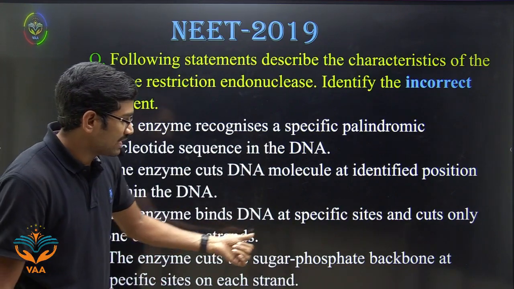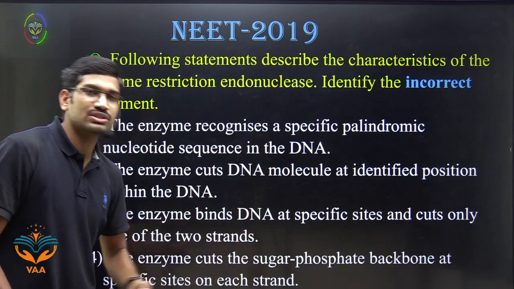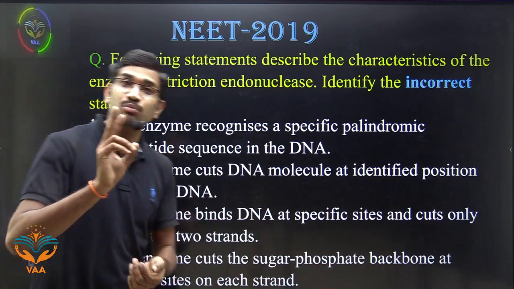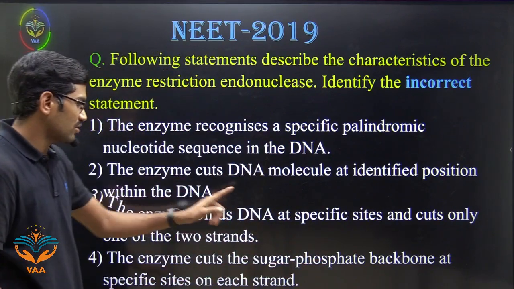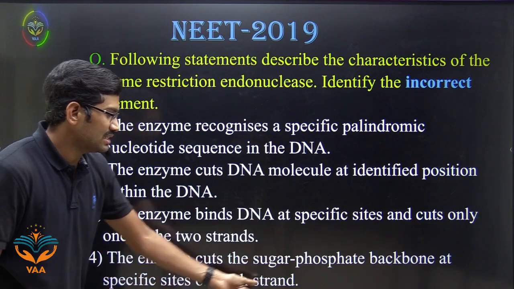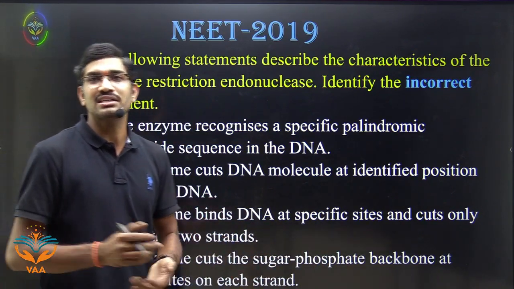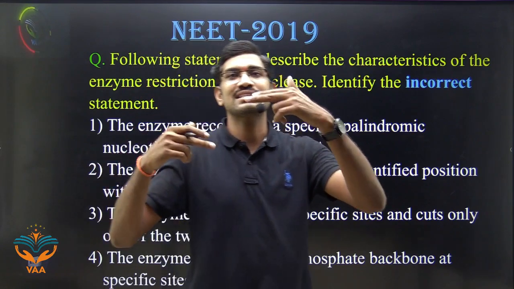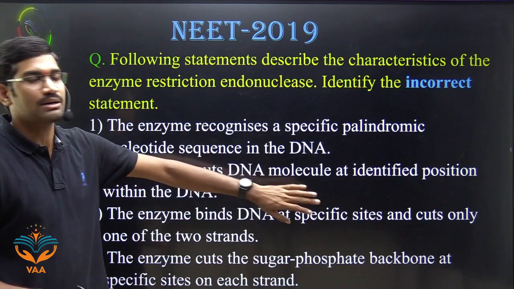Next one, the enzyme binds DNA at specific sites and cuts only one of the two strands. This is wrong. It is cutting both the strands. Yes or no? It is cutting both the strands. So that's why this is the wrong statement. So the answer is option 3. Anyhow, the next one, the enzyme cuts the sugar phosphate backbone at specific sites on each strand. Yes, correct. Each strand, so both the strands it is cutting. So this is the correct one. So the answer for this one is option 3.